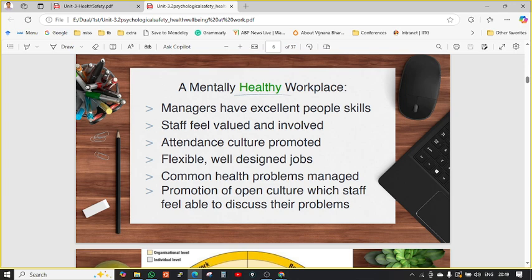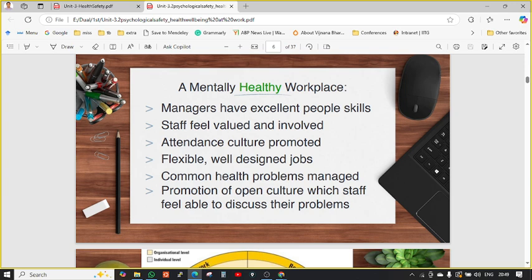Then common health problems should be managed. If 10 people are working in the same place and someone just has a headache, for a simple headache you should not take leave for 1 or 2 days. If these things are managed well, it is very good, and it can increase the efficiency.